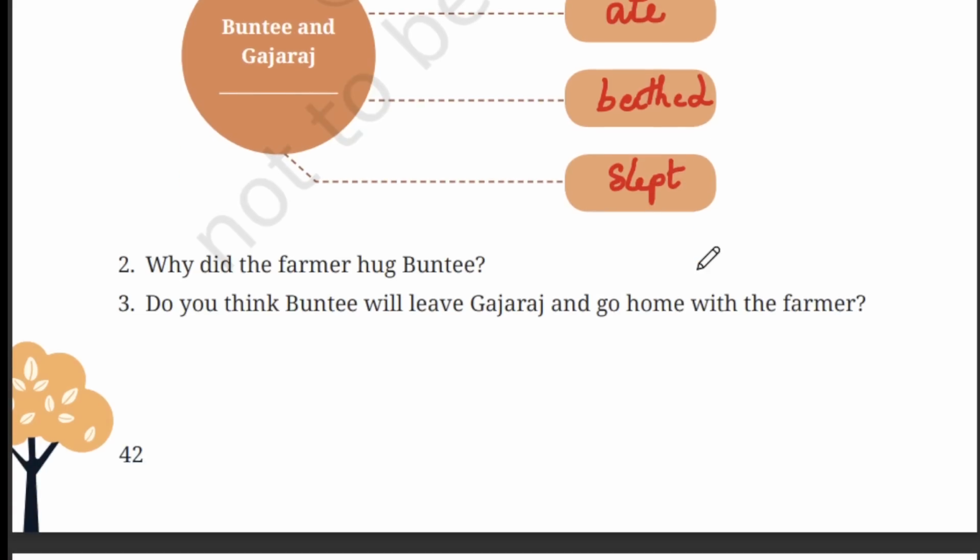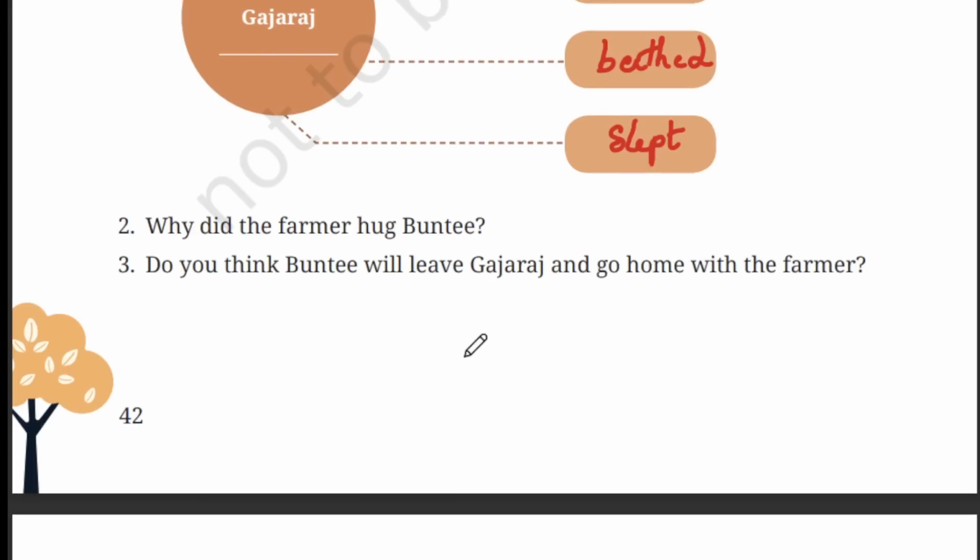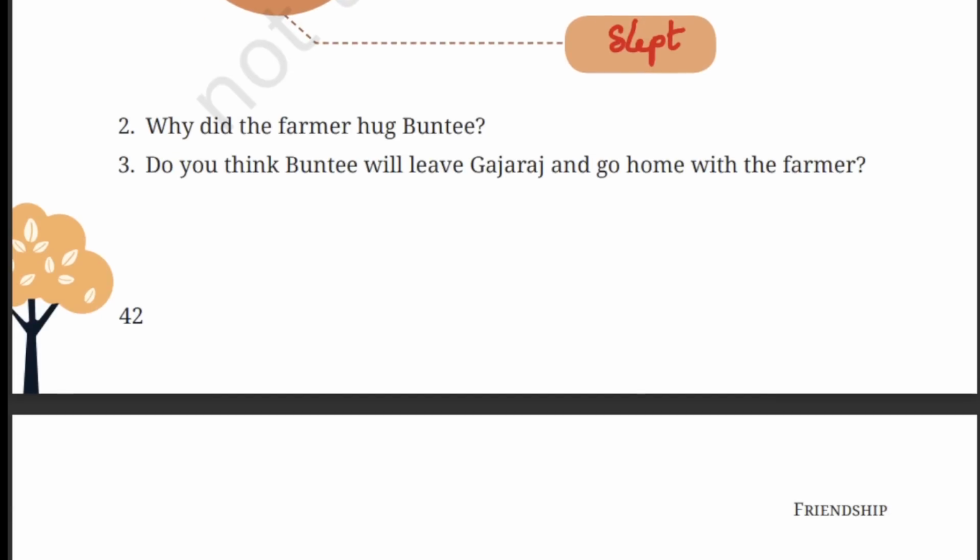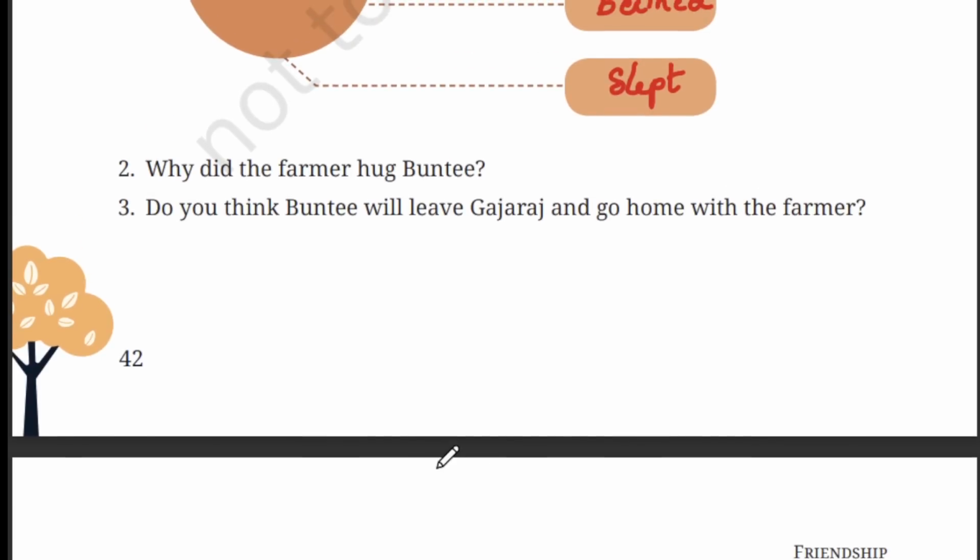Okay, so next, it's a question and answer. Why did the farmer hug Bunty? Do you think Bunty will leave Gajaraja and go home with the farmer? Okay, let's write the answer for these two questions.